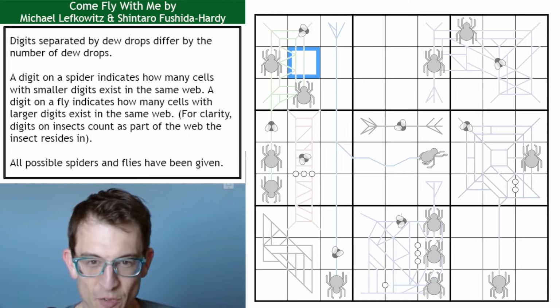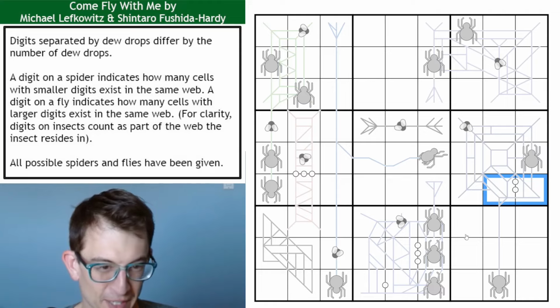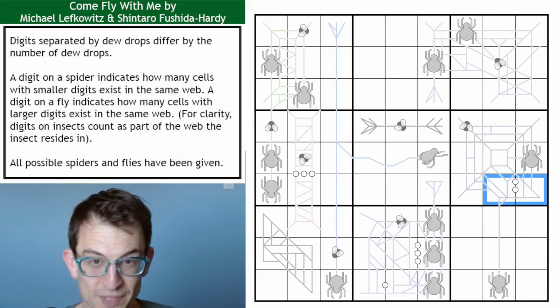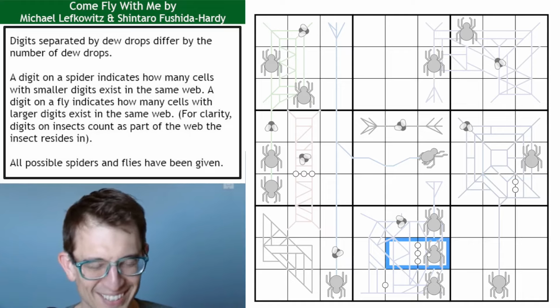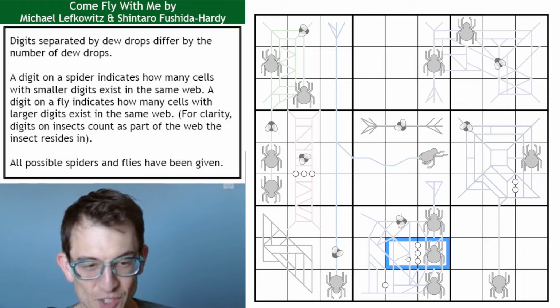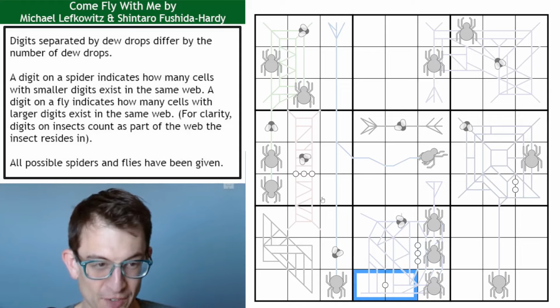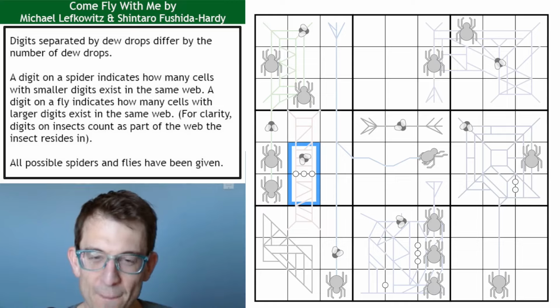And now we have dewdrops. Okay, so these are like Kropki dots. Dewdrops indicate the difference between the cells. So there's going to be a difference of 2 between two of the digits on these cells because there are two dewdrops. This is 3 dewdrops, so that difference will be 3. This difference will be 1, etc. I guess that's all of them.